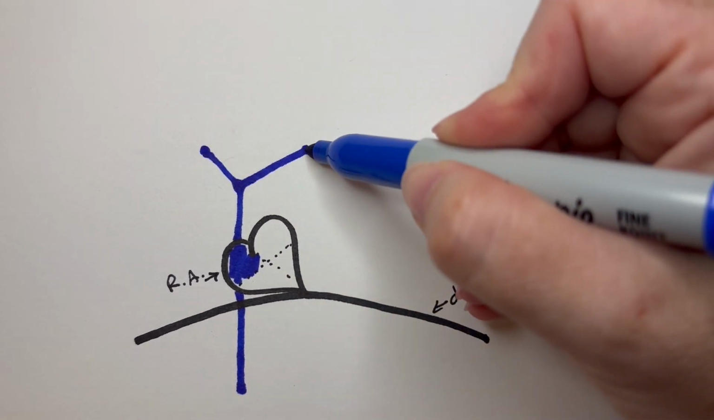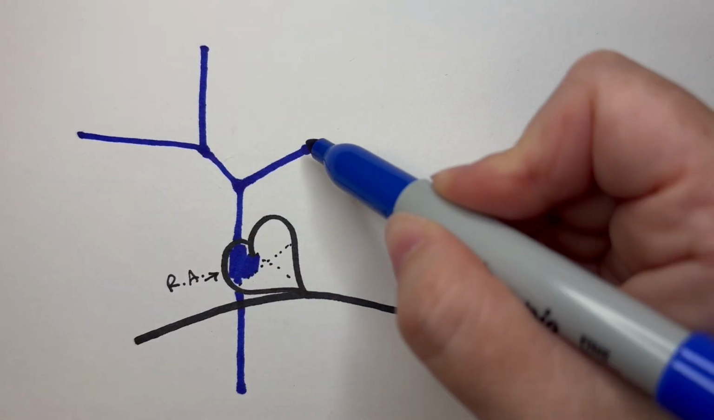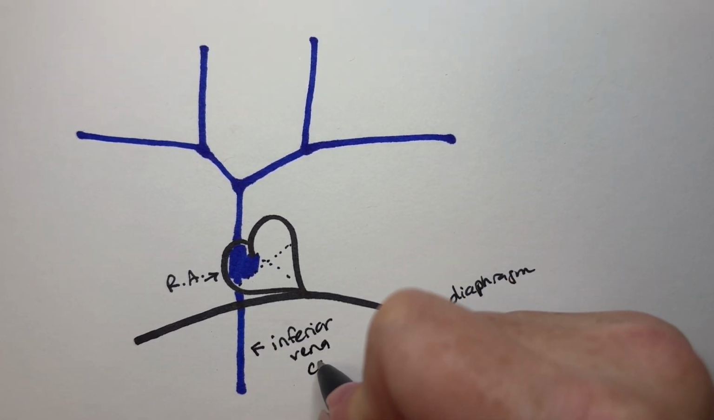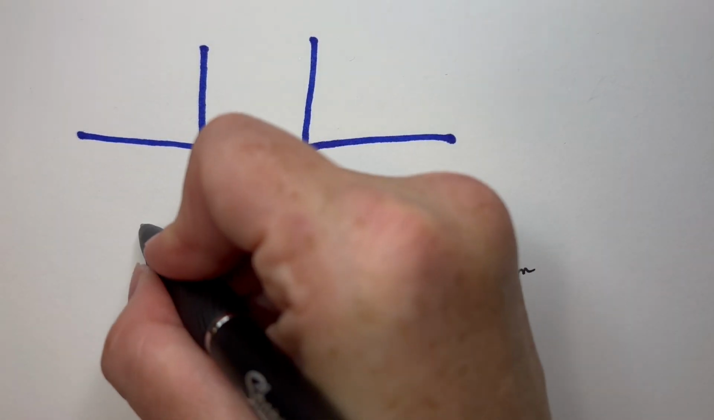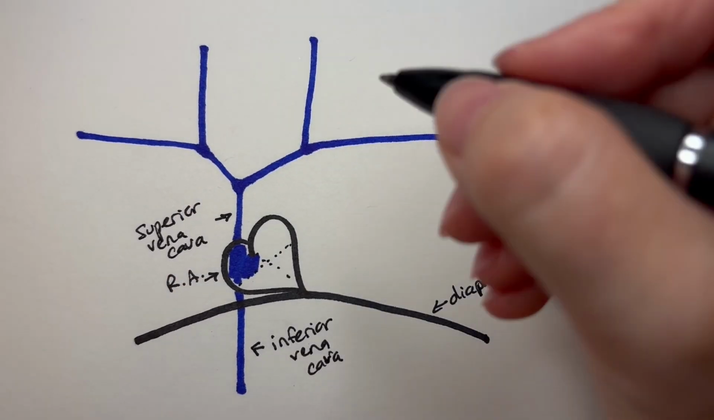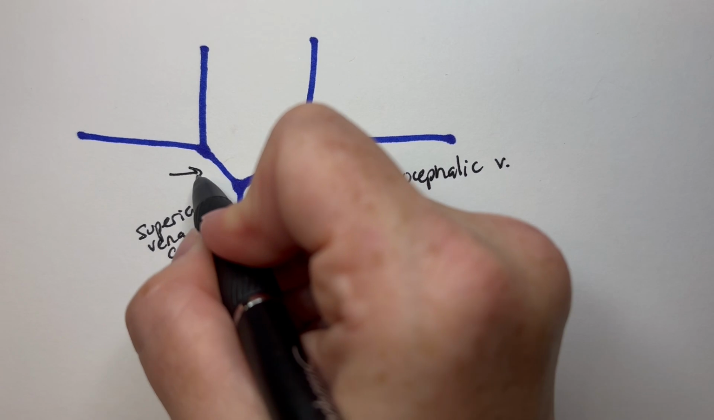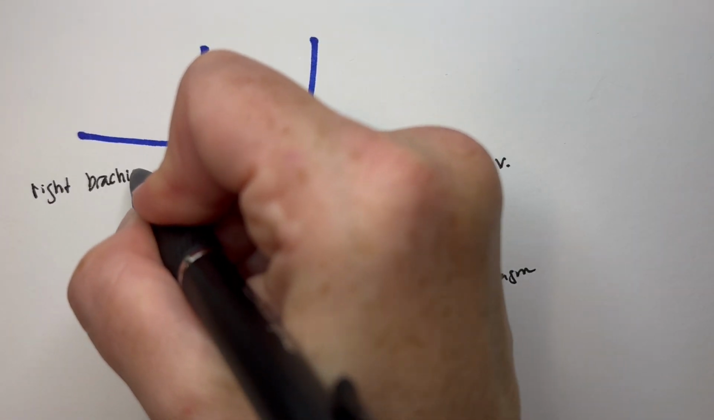The superior one's going to split and then split again. So here's our basic pattern. The inferior vessel here is the inferior vena cava, and the superior vessel is the superior vena cava, both attached to the right atrium. The superior vena cava is going to split to form the left and right brachiocephalic veins.